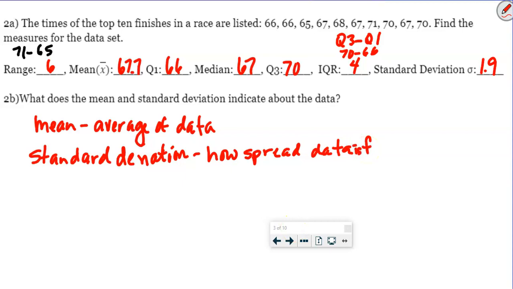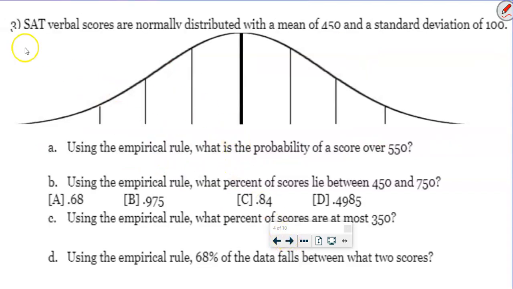I should say is there, huh? From the center. Okay. That's what the standard deviation tells us. And normally, if we're going to talk about mean and standard deviation, we're going to compare them to something else, guys. Okay. All right. So this one says the SAT verbal scores are normally distributed with a mean of 450 and a standard deviation of 100.